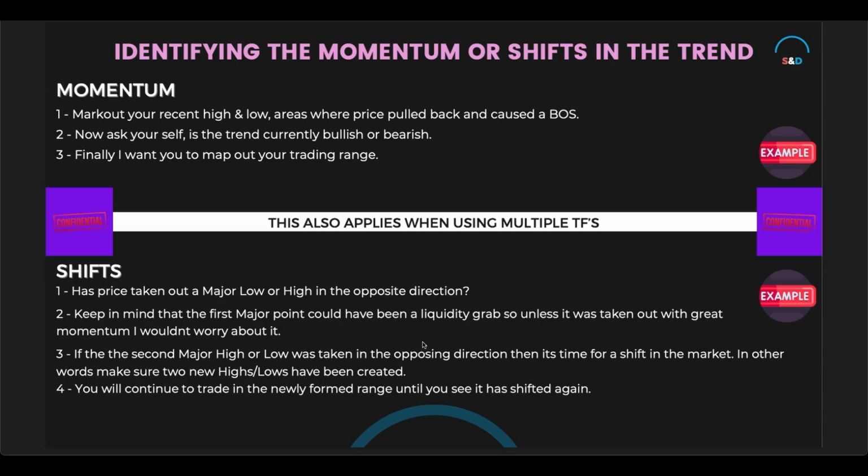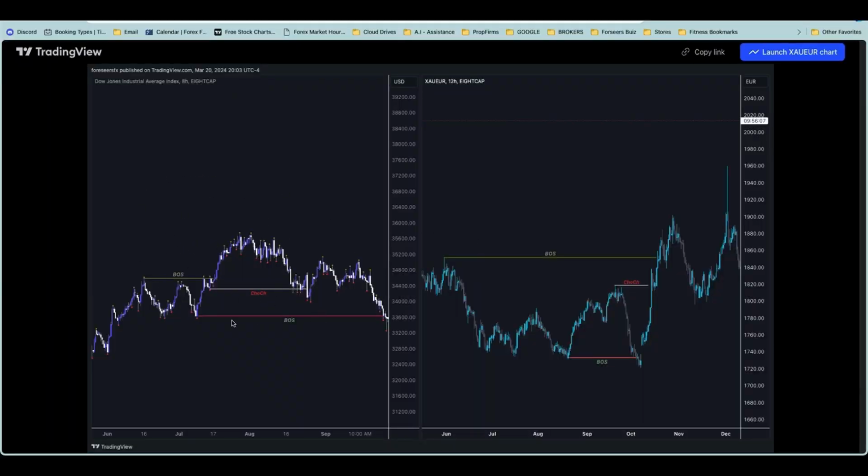This applies to any time frame, but let me show you a quick example. For this first example, we have the Dow Jones on the 8-hour time frame. As you can see, we were going pretty bullish, right? We have a break of structure towards the upside, but then all of a sudden price takes out a pretty major low, causing a change of character or a possible change of character. Then what does price do? Price creates a pullback and then finally breaks another major swing point towards the downside, confirming our shift in trend.